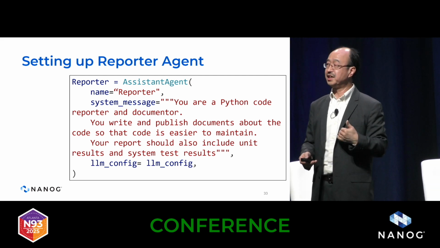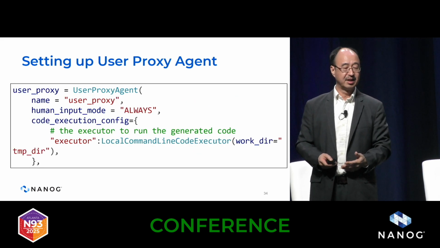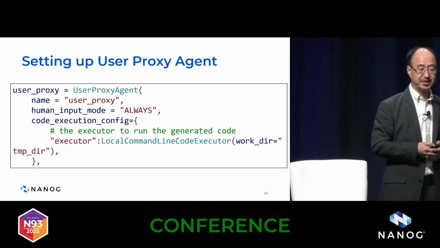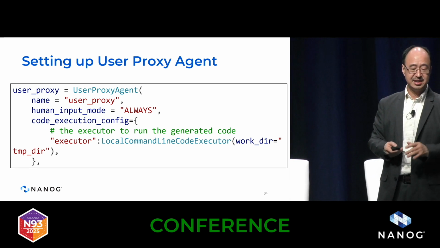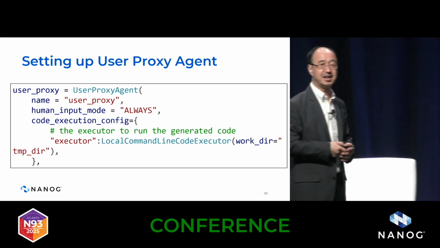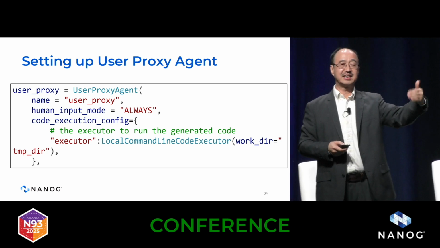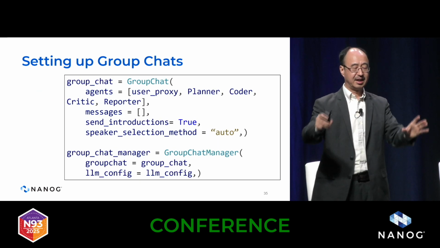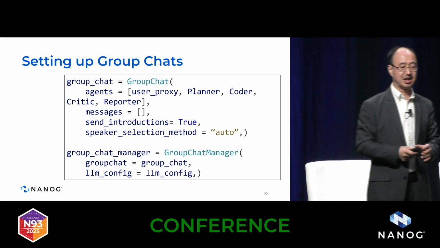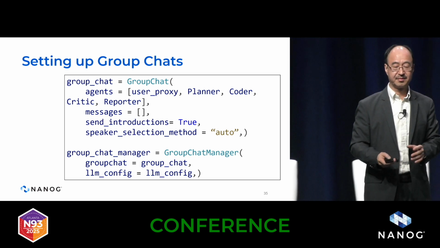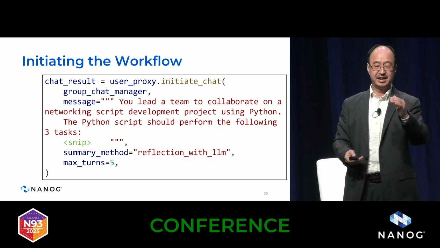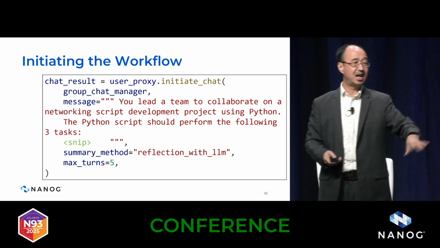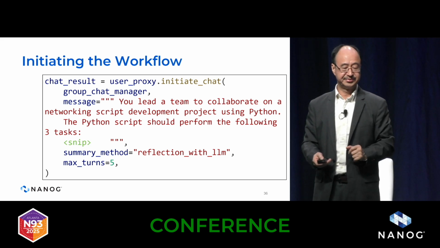And then you see the reporter agent focusing on the reporting. And here's putting all this together through a user proxy agent. And I draw attention to the executor. Here we're going to specify, I want you to execute the code. Here's the directory. And then wrap all the messages together through a group chat and initiate the chat. Once we initiate the chat, the entire workflow starts by itself.